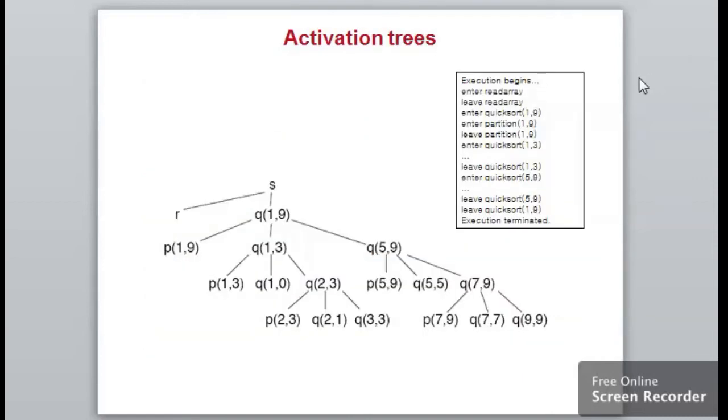So let us go with the same example that we have seen in the previous one. Execution begins, enter read array, leave read array, enter the quicksort. After entering the quicksort, we have partition, then leave the partition, it's a function, enter the quicksort again, leave quicksort, enter quicksort, and so on. Finally the execution is terminated.